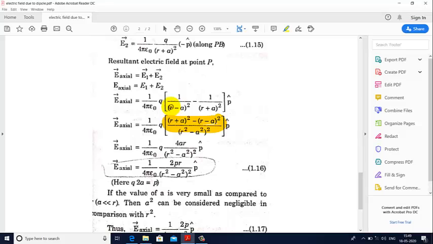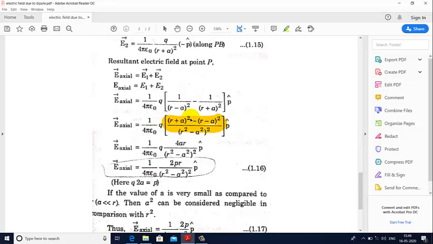Okay, here the denominator is R minus A whole square, here it is R plus A whole square. So when we take LCM, we will multiply both R minus A square multiplied by R plus A square, and then we use the identity A square minus B square is equal to A minus B, A plus B. By using that identity, we can write the denominator like R square minus A square whole square. Okay, so we get this.